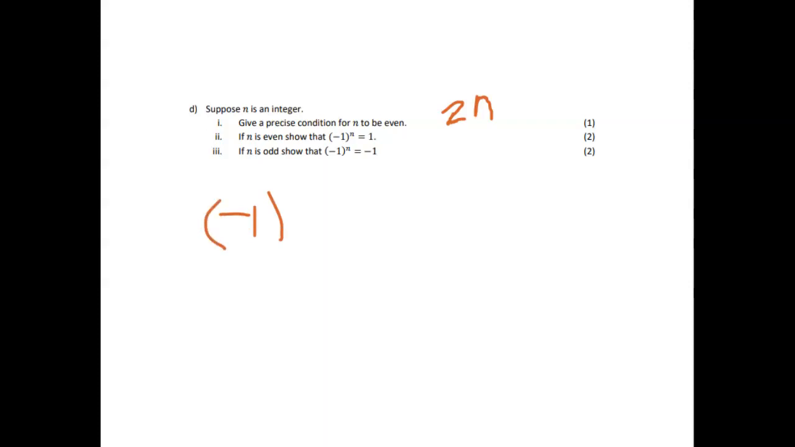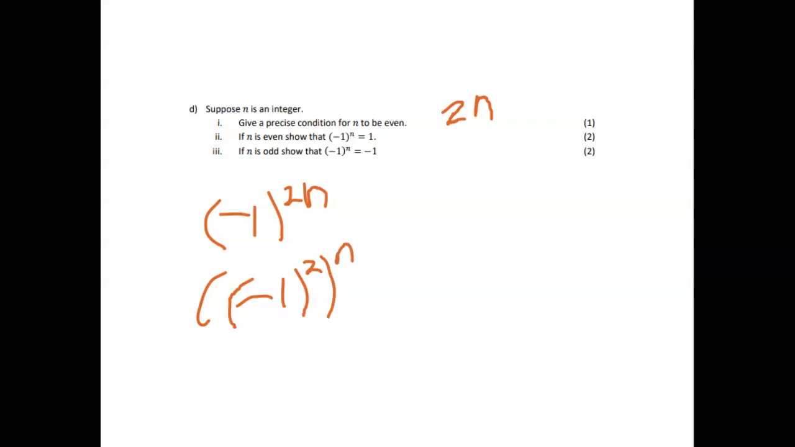If n is even, then n has to be 2n, because 2n produces all even numbers in our system. So somehow we need to prove that this will come to 1. You know in algebra you've got that law, and this is like the reverse of the law. Minus 1 to the power of 2 to the power of n, I can rewrite that as this.